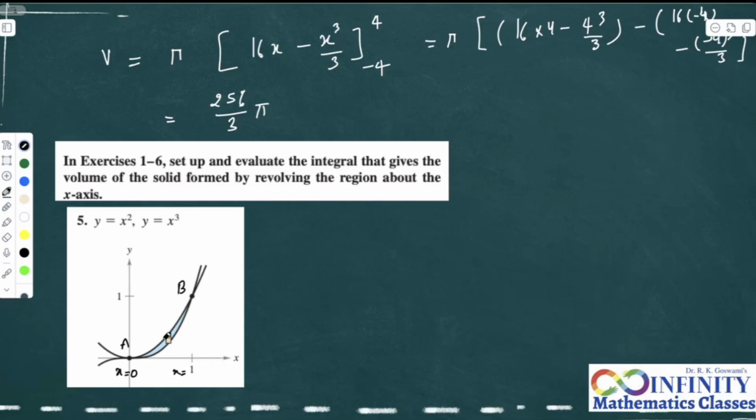They have taken a vertical strip. This is the top curve, this is the bottom curve. There are two curves given to you. Can you please tell me which curve is going to be the top, which is going to be the bottom in 0 to 1?